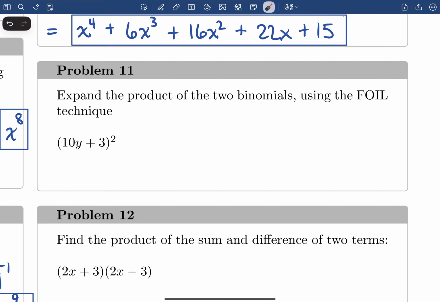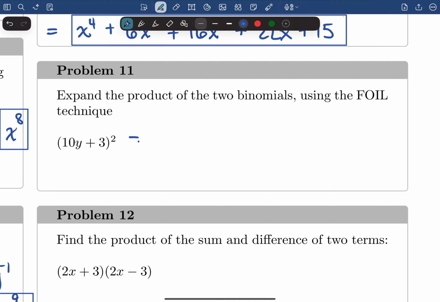Expand the product of the two binomials using the FOIL technique, and I see (10y plus 3) squared. Now this is a binomial that has been squared, and the definition of squaring something is multiplying that thing by itself. You must multiply 10y plus 3 by itself to get this right. And we have to FOIL, meaning we're going to multiply the first, outer, inner, and last terms.